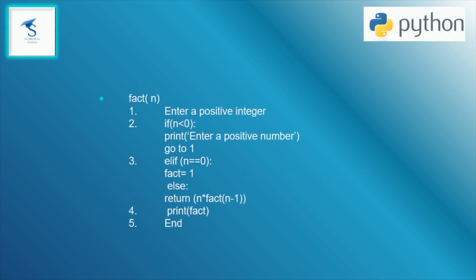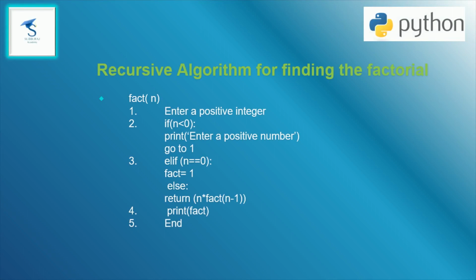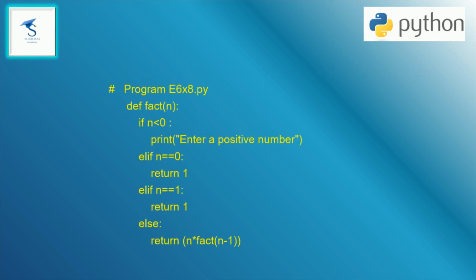The algorithm for finding factorial of a number recursively is given in the slide. The algorithm forces the user to enter a positive number for finding factorial. If n equals 0, then factorial is 1. If not, we return n asterisk fact(n-1), recursively. Always write the algorithm first and then convert it into a program.